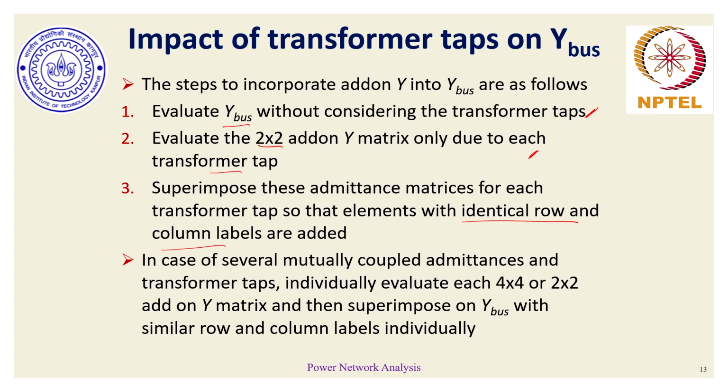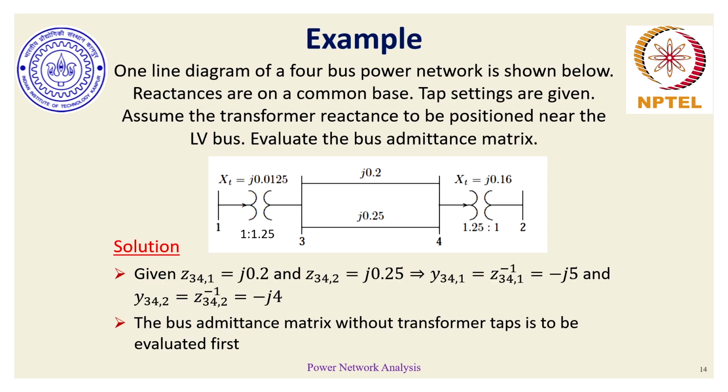In case there are several mutually coupled admittances and transformer taps, individually evaluate their Y bus add-on matrices and superimpose them with identical row and column labels. The example here clarifies this further. We have a 4-bus network where buses are labeled 1, 2, 3 and 4. There are 2 transmission lines between 3 and 4, and between 1 and 3 and between 2 and 4 we have transformer taps whose tap positions are given, and the corresponding series reactances are also mentioned. We have to find the Y bus for this 4 cross 4 power network.